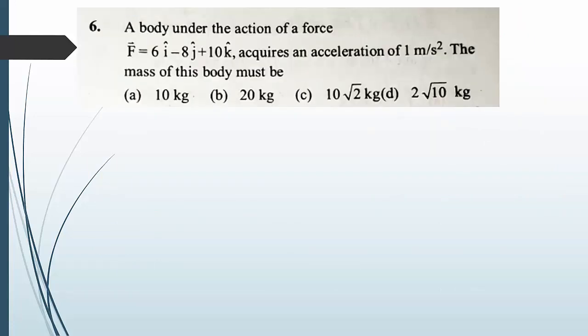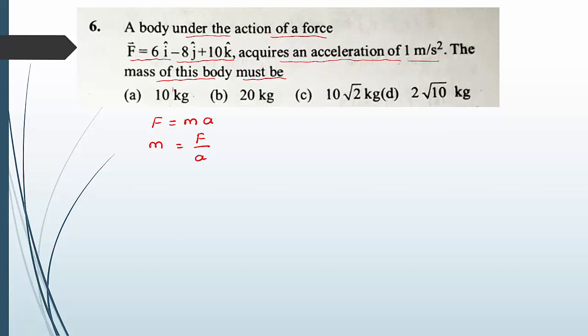Sixth question. A body under the action of a force F equal to 6I minus 8J plus 10K acquires an acceleration of 1 meter per second square. The mass of this body must be. So force is given, acceleration is given. Directly we can use the force formula F equal to m into A. I want mass. M equal to F divided by A. Substitute the value, you will get the answer.